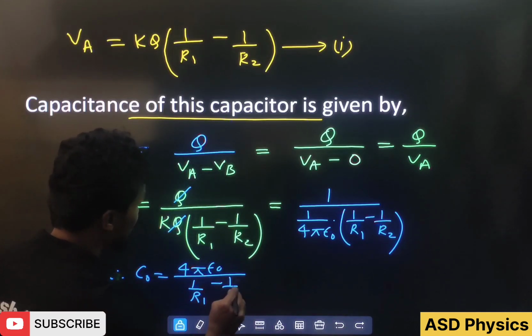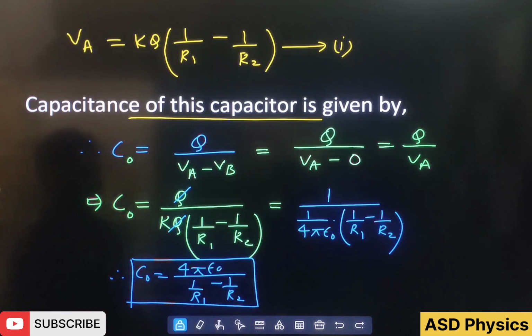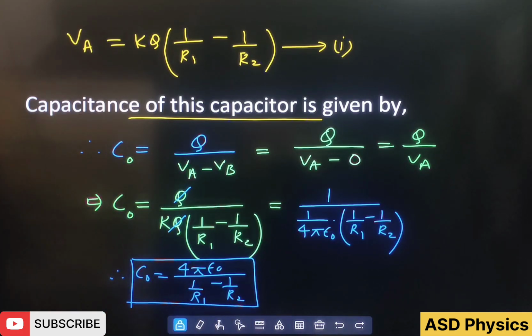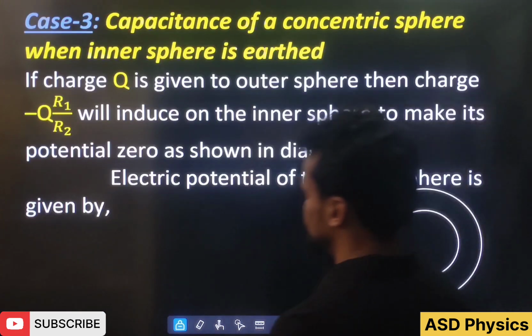Sometimes they will ask with inner radius A and outer radius B. That time you can write 1 by A minus 1 by B. Okay, so this is the capacitance of the spherical capacitor when the outer sphere is connected to the ground. This is case number 2.